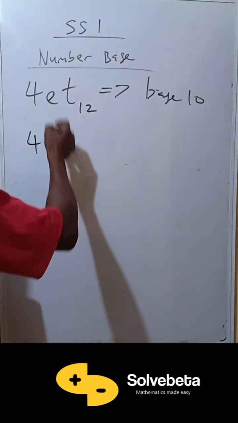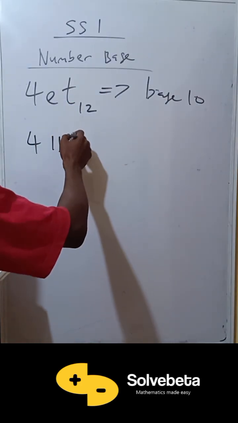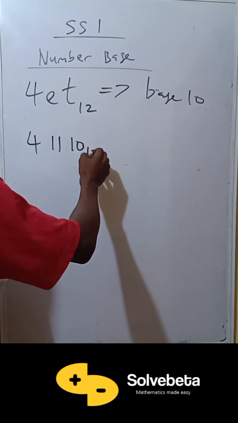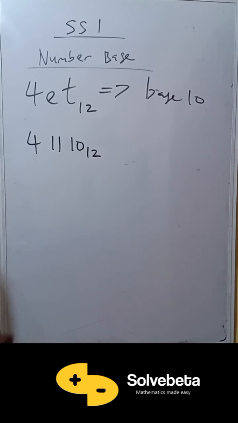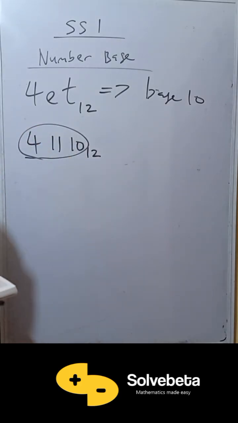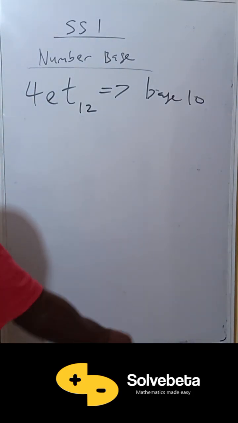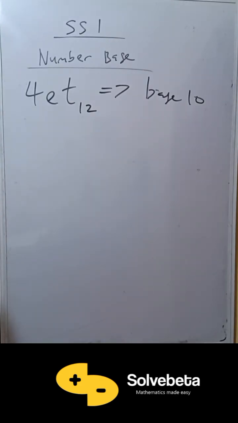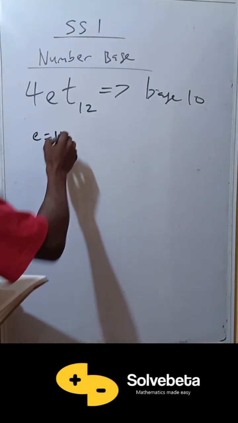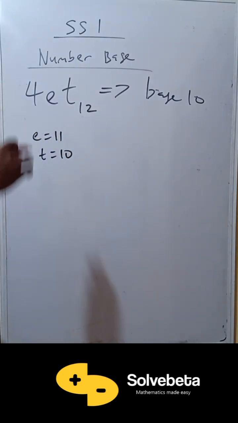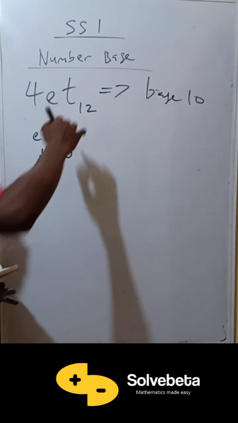If you write 4, 11, 10 in base 12, this number is already looking like something else. It will lead us somewhere which we don't want to go. That's why we have letters here. This E represents what? 11. And T represents what? 10. In base 12.